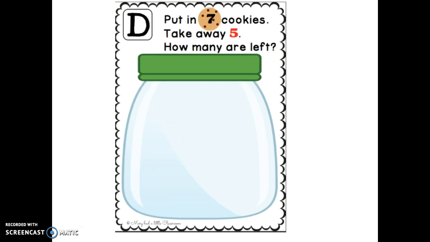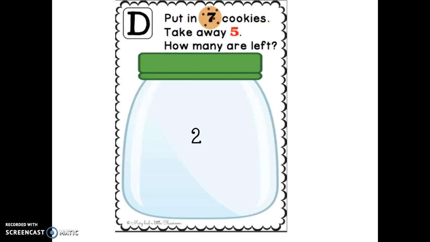Now you need your D card. Put in 7 cookies. Take away 5. How many are left? Put in 7 cookies. Take away 5. How many are left? Pause the video and act out your story. The answer is 2. If you put in 7 cookies and you take away 5, you'll have 2 cookies left.